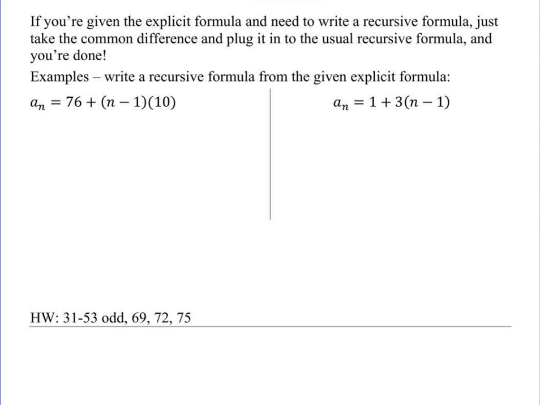If you liked that, you're going to think this is even better. If you're given the explicit formula and you need to write a recursive formula from it, the only thing you need is the common difference from the explicit formula. Once you have the common difference, just plug it into the standard recursive formula that we've been seeing, and you're done. It's like one thing that you have to do. So write a recursive formula from the explicit formula. What's the common difference in this one? It's 10. So then the recursive formula is going to be A of n equals A of n minus 1 plus 10. That's it.